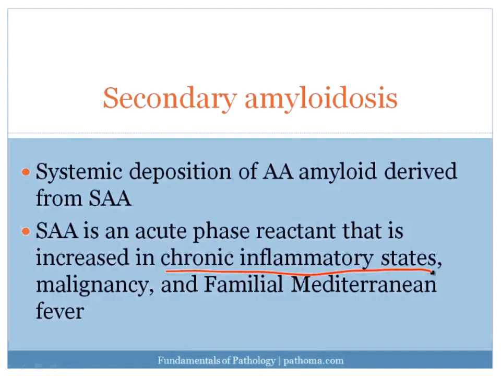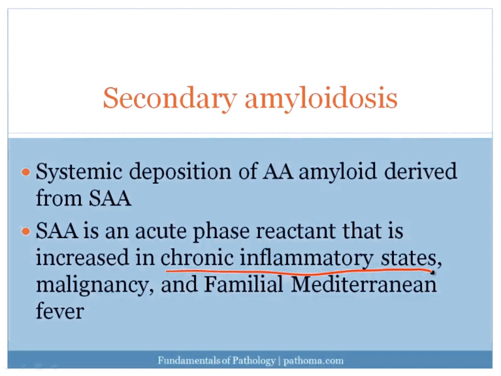So what would be some examples of chronic inflammatory states? Autoimmune diseases like lupus, rheumatoid arthritis, etc. Another example of a chronic inflammatory state, Crohn's disease. An example of a chronic inflammatory state, ulcerative colitis. Another example of chronic inflammatory state, chronic osteomyelitis, in which you get a long progressive infection within the bone marrow. So these are all examples where there's chronic inflammation. Chronic inflammation results in an increase in SAA. SAA can become AA, and the AA can deposit as amyloid.